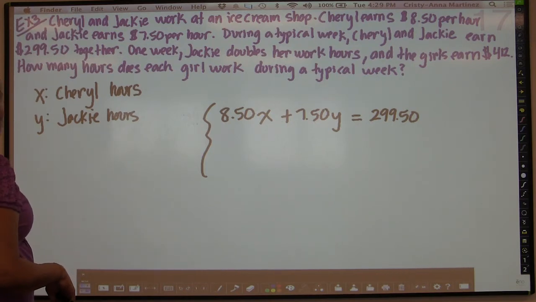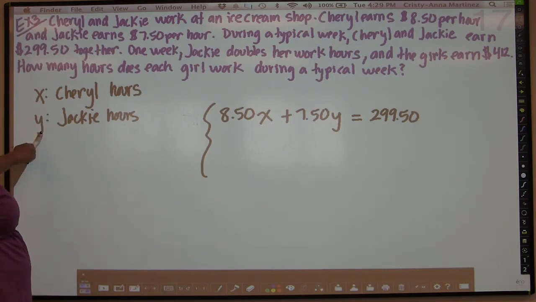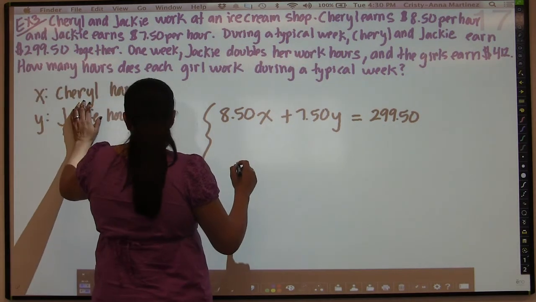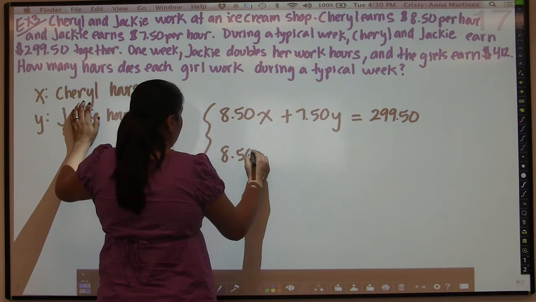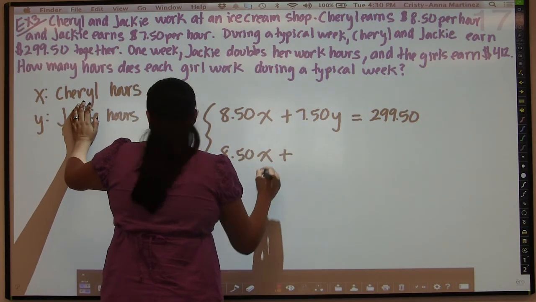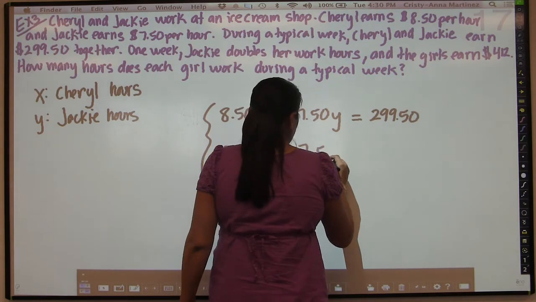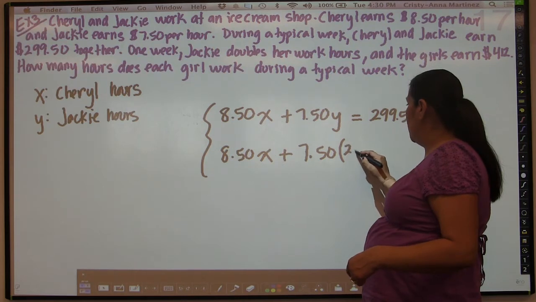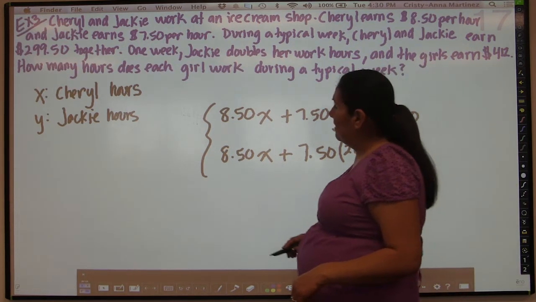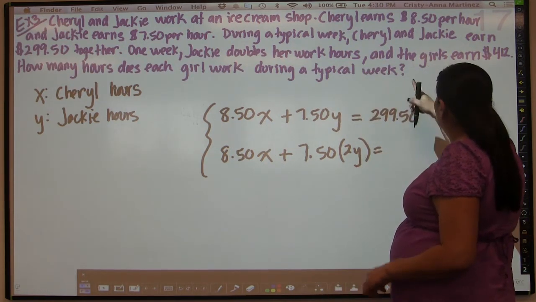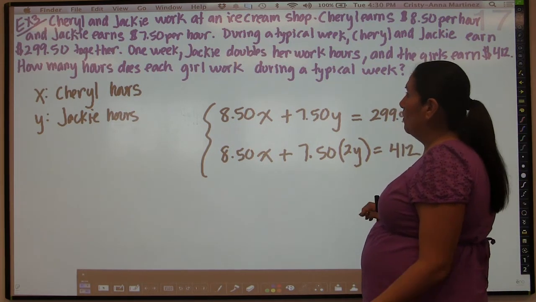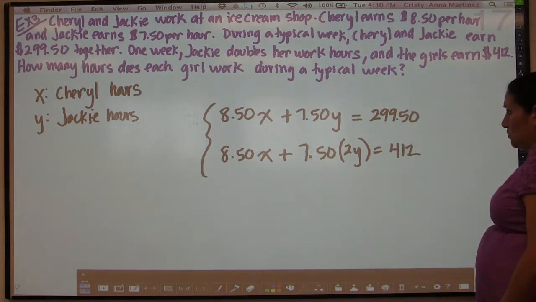And then it says the next thing, 1 week, Jackie, which is Y, doubles her work hours. So Cheryl has the same hours, so she's still going to be $8.50x. But Jackie is going to be $7.50. And instead of putting a Y, we're going to put 2Y because she's doubling her hours. And in that case, when she doubles her hours, the girls earn $412. How many hours does each girl work during a typical week? So we need to solve for X and Y.